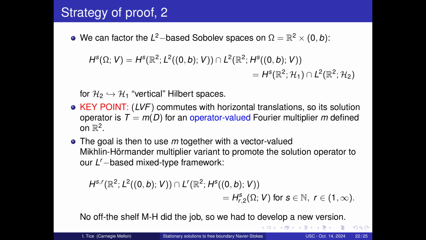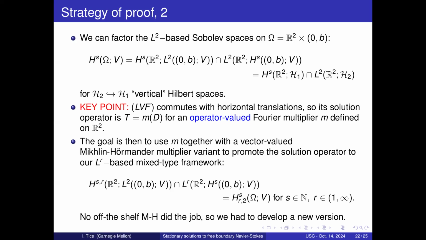Okay, so the goal then is to say, well, look, if I have my hands on such an operator-valued multiplier, I would like to go back and remember my basic harmonic analysis and say, well, there's a beautiful theorem about these things called the Mikhlin-Hörmander multiplier theorem. If I could make a variant of that which would work for these operator-valued symbols, then I would be good, and I would be able to get estimates in something that looks like an LR-based framework.